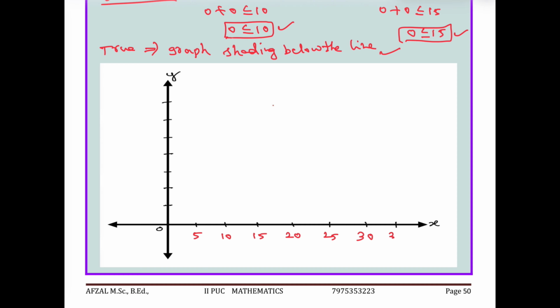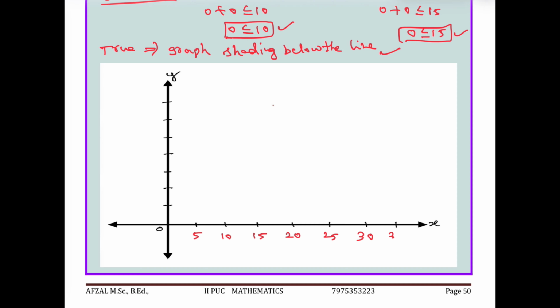This is the y. Now differentiate with respect to x. Y becomes dy by dx. 2 is a constant, as it is. Tan inverse x differentiation is 1 by 1 plus x square. That equals 2 ones are 2 divided by 1 plus x square.